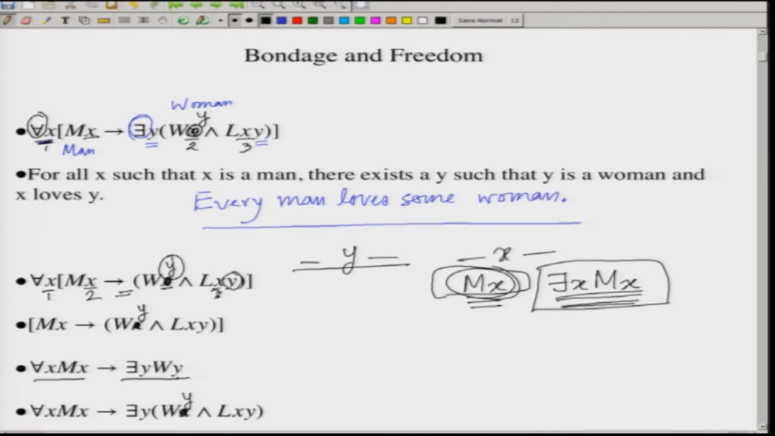This means that if everything is a man, then there exists some woman. It is definitely a true statement, very strangely in the framework of logic. This is a true statement because it is vacuously true. Why? Because what is the truth condition for if-then? It is basically 1 1 1, 1 0 0, 0 1 1, and 0 0 1. So, there is only one case of falsity, that is 1 0.